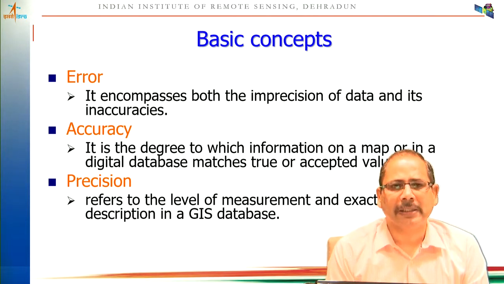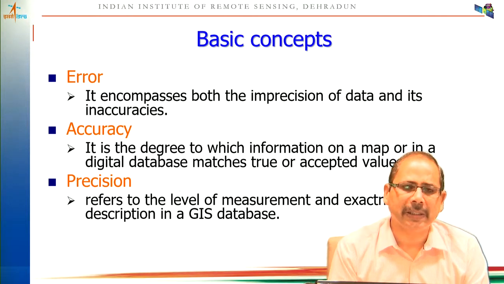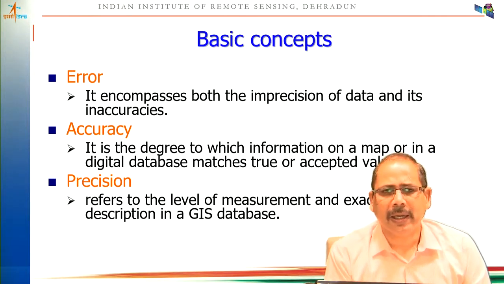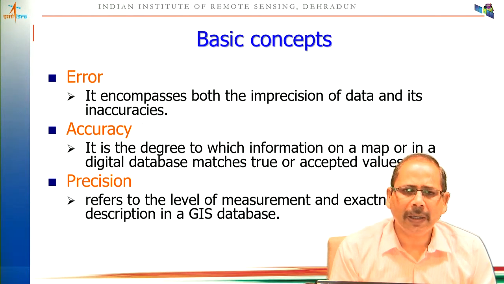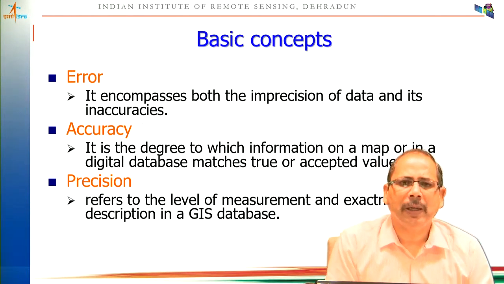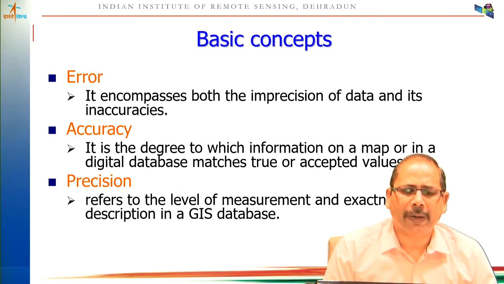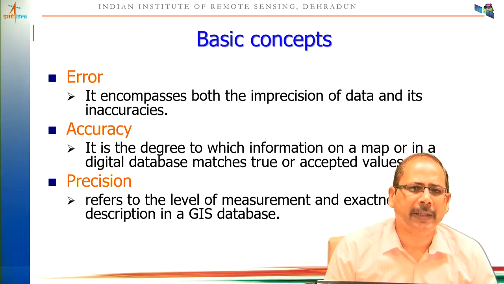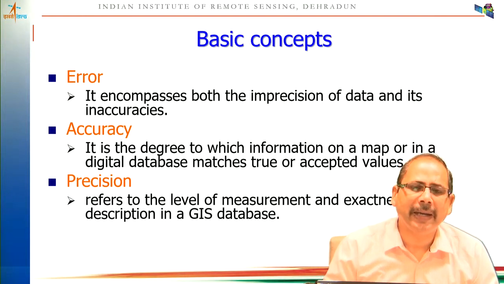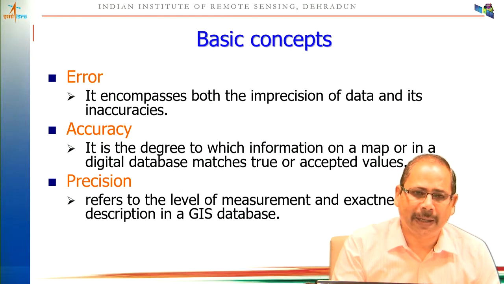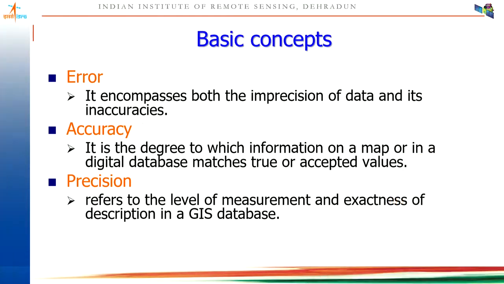So here you have to understand these three things that we are going to discuss: error, accuracy and precision. So what is error? It encompasses both the imprecision of the data and its inaccuracies. Accuracy is the degree to which information on a map or in a digital database matches the true or accepted value. How near it is to the reality, that is called accuracy, and precision refers to the level of measurement and exactness of the description in the GIS database.